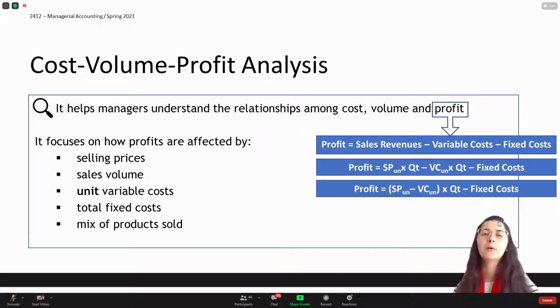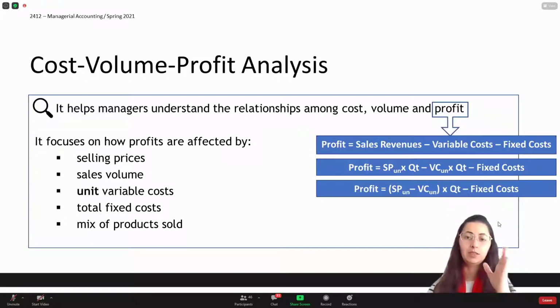So as you remember, profit is the difference between revenues and costs, and we have both variable and fixed costs. So we can arrange the formula and see that the profit is equal to the selling price per unit times the quantity sold, minus the variable costs per unit times the quantity sold, minus the fixed costs.